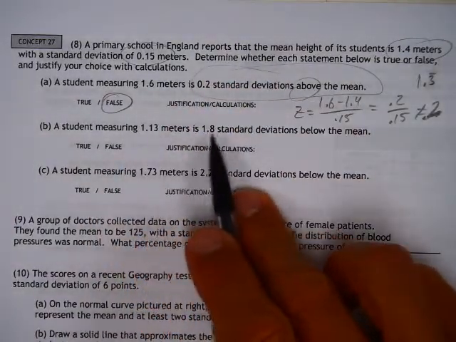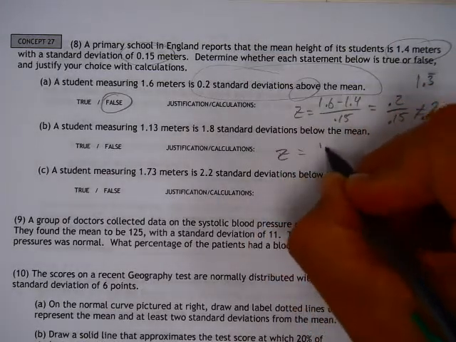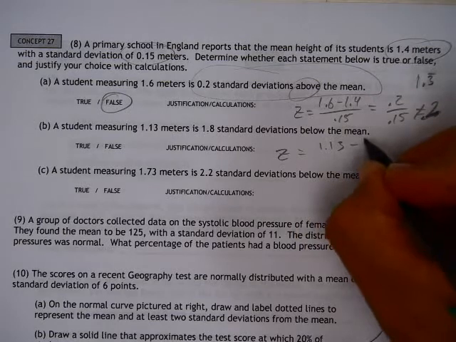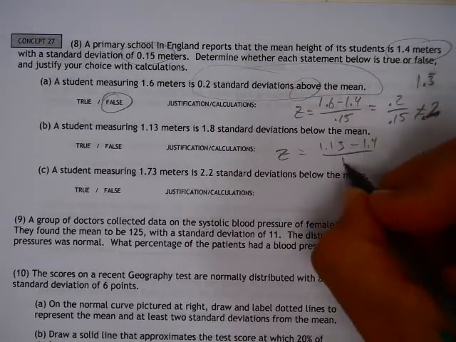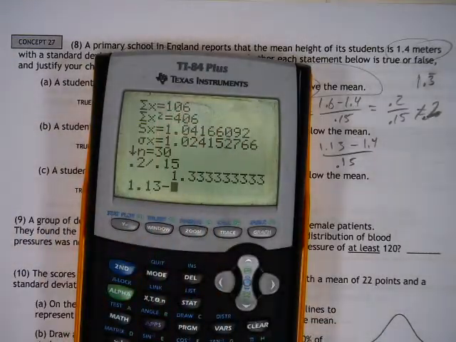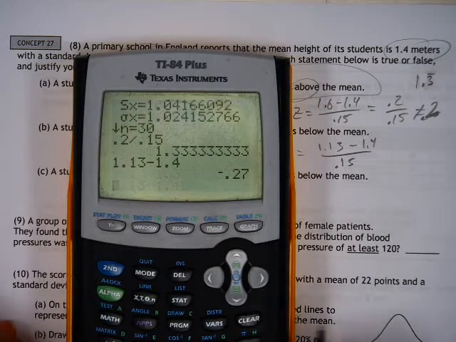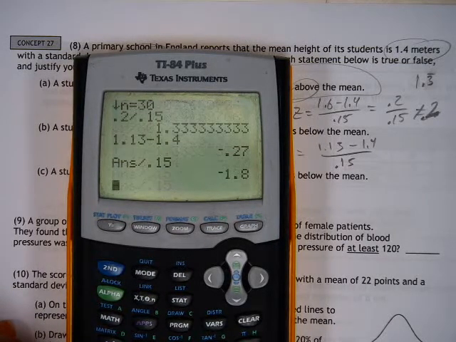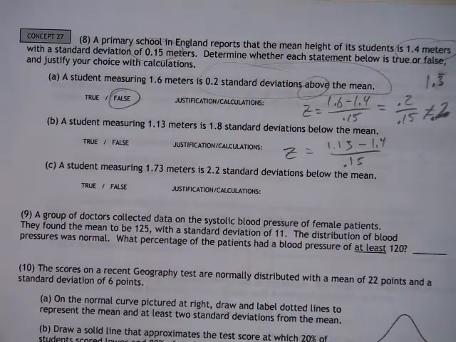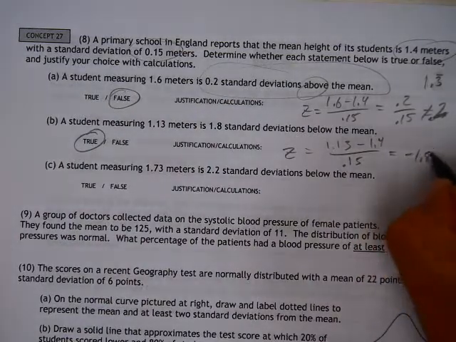A student measuring 1.13 is this many standard deviations below the mean. Well, let's take a look. Again, calculating the z-score, 1.13 minus 1.4 divided by 0.15. So I'm going to just go straight to the calculator this time. And I would do this: 1.13 minus 1.4, hit enter, and then divide it by 0.15. That's 1.8, and it's negative. So 1.8 standard deviations below the mean, that is true because that's equal to negative 1.8.